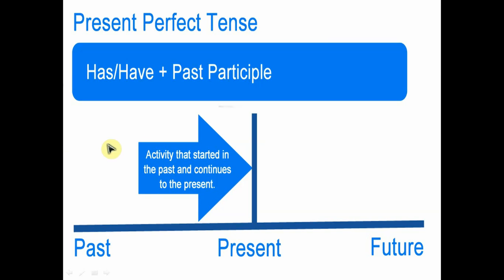So I use the present perfect tense, okay, to talk about an activity that started in the past and continues to the present. So that's about the general use of the present perfect tense.